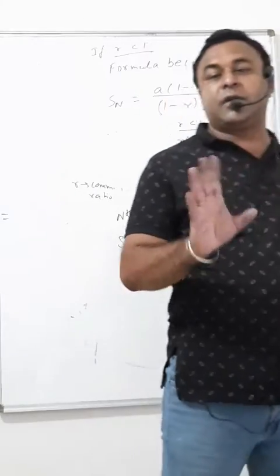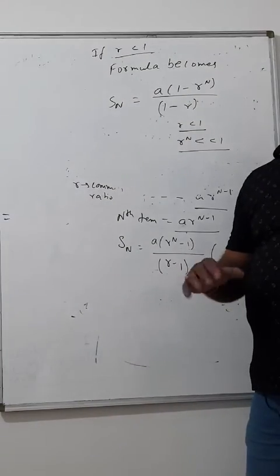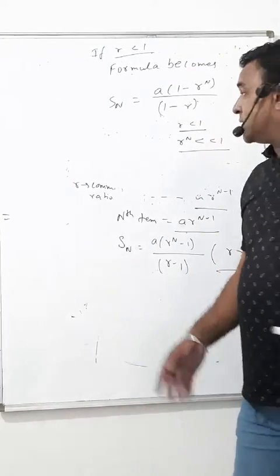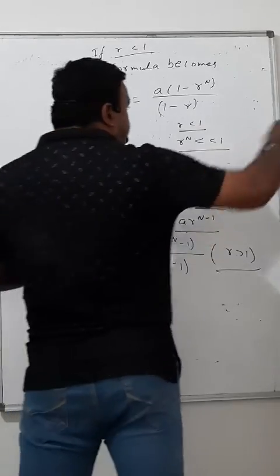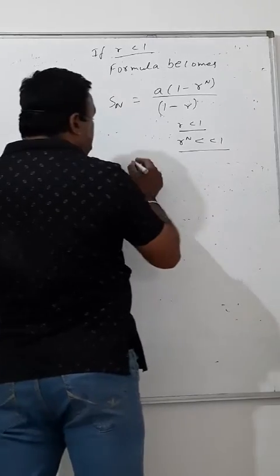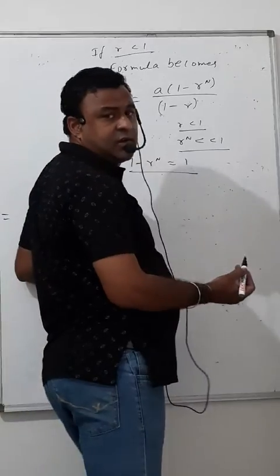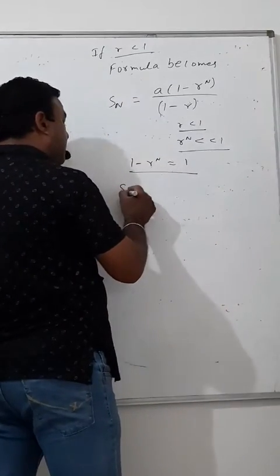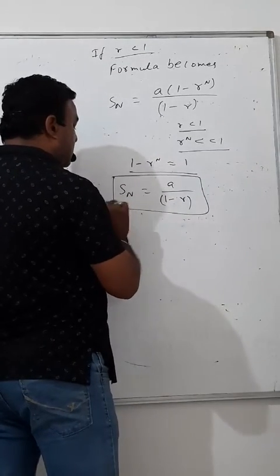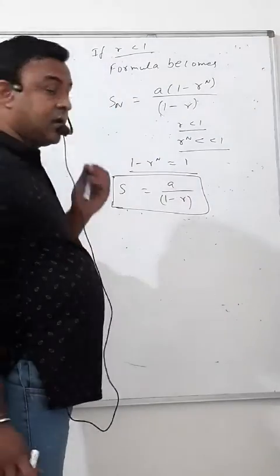For example, r is 1 by 2 and n is 10. Then 1 by 2 raised to the power 10 is far less than 1. So in this formula, 1 minus r^n becomes approximately 1, because this quantity is very much smaller than 1. Then we have S_n = A/(1 - r), or I simply write S. There is no need of n now.